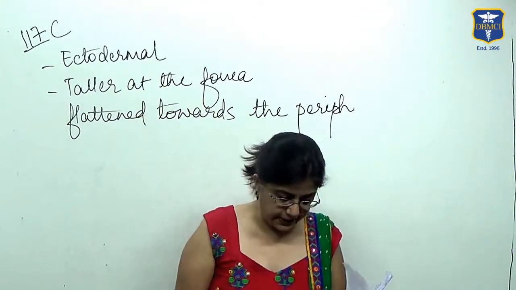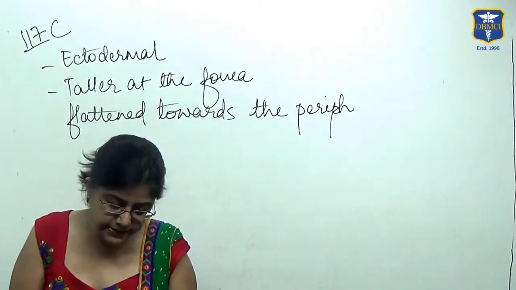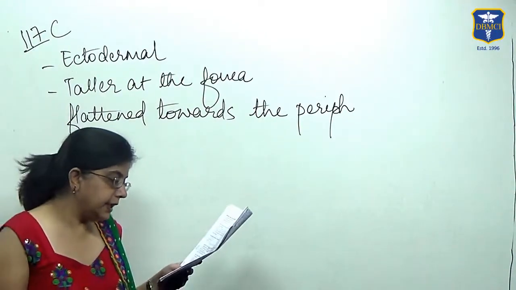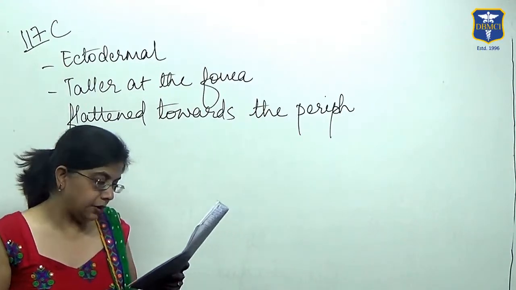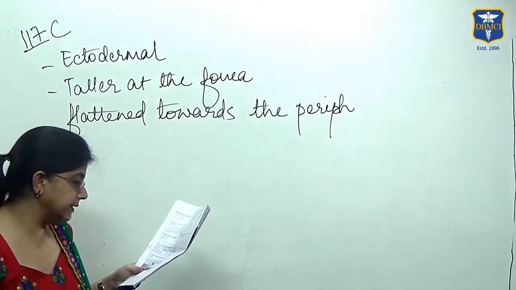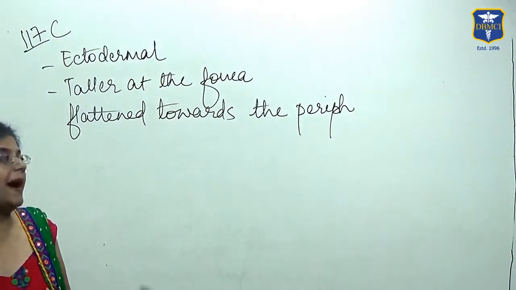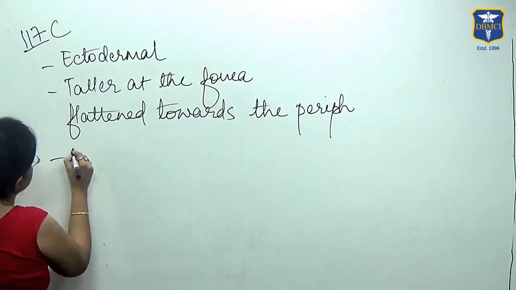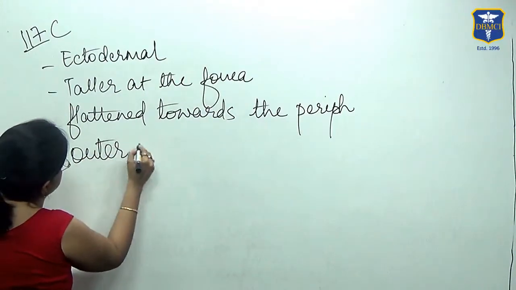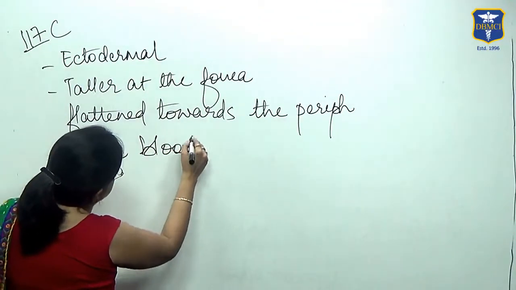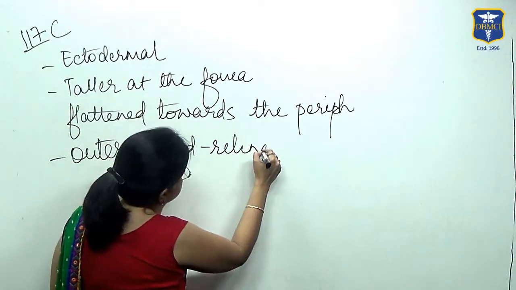Choice C is the correct answer. Choice D says they form the inner outer blood retinal barrier. They just form the outer blood retinal barrier.